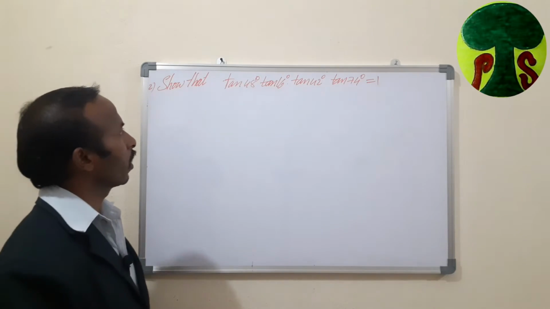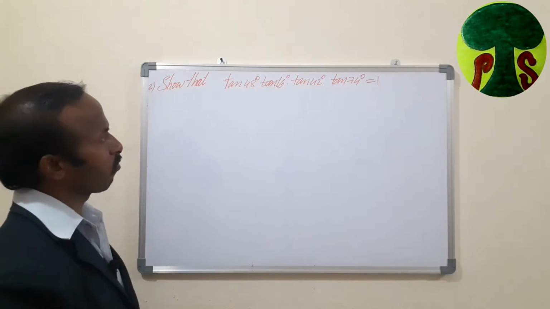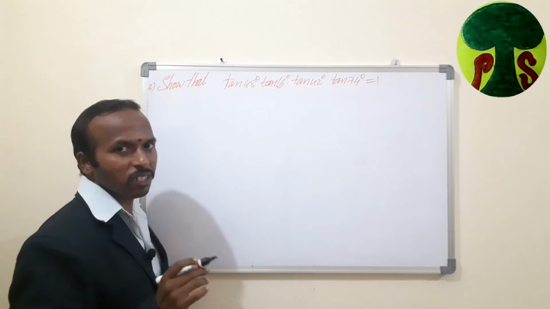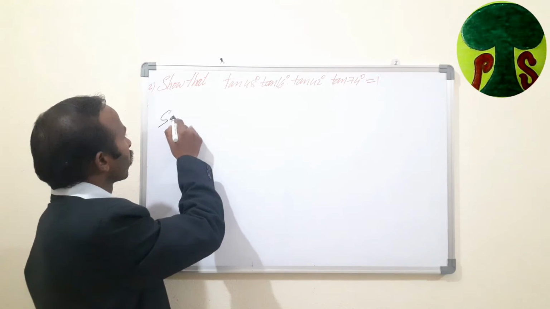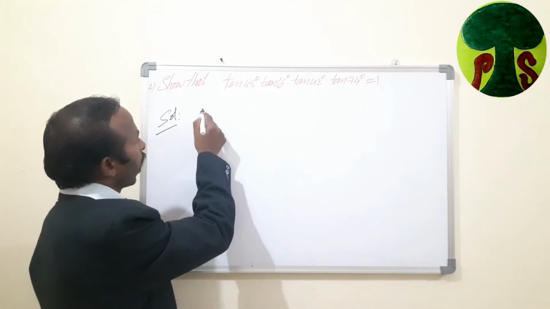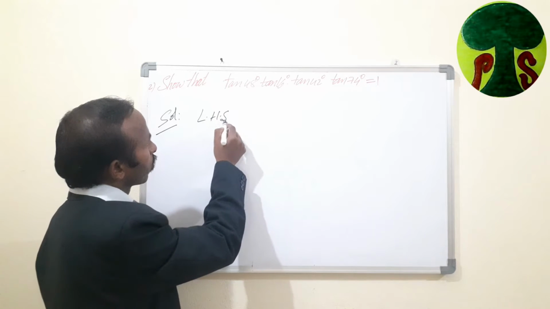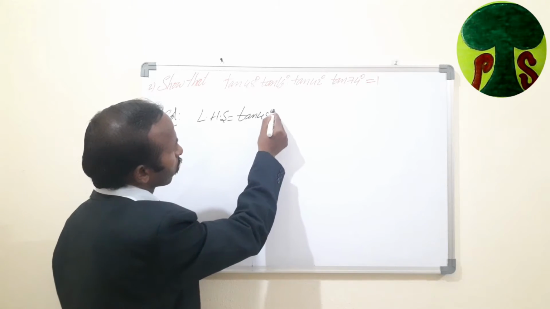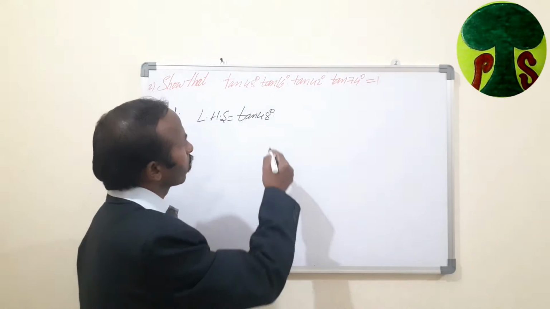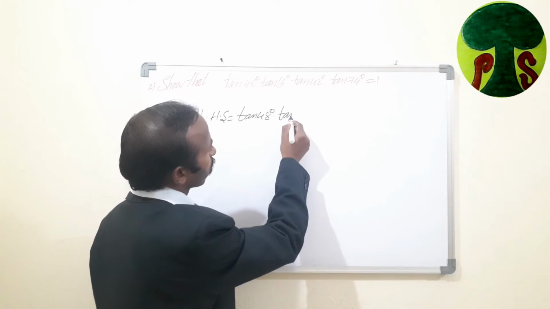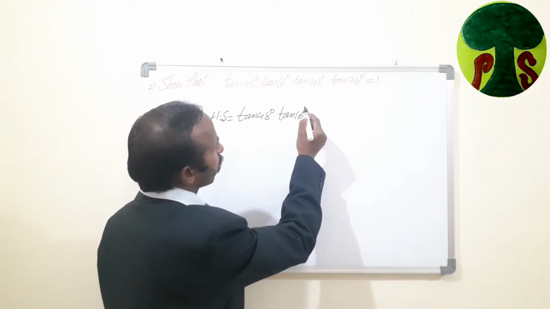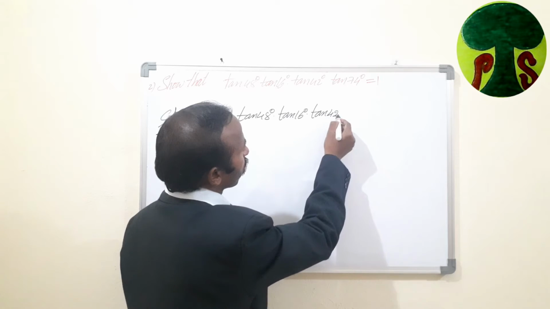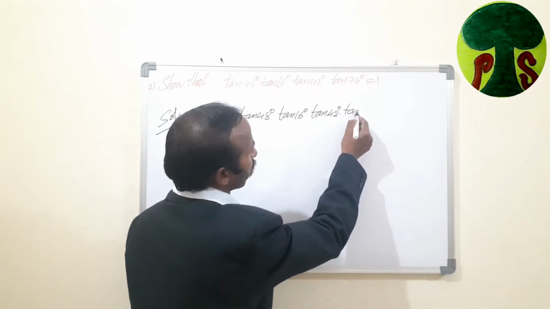Show that tan 48 degrees into tan 16 degrees into tan 42 degrees into tan 74 degrees equal to 1. Let's see the solution. LHS equals tan 48 degrees into tan 16 degrees into tan 42 degrees into tan 74 degrees.